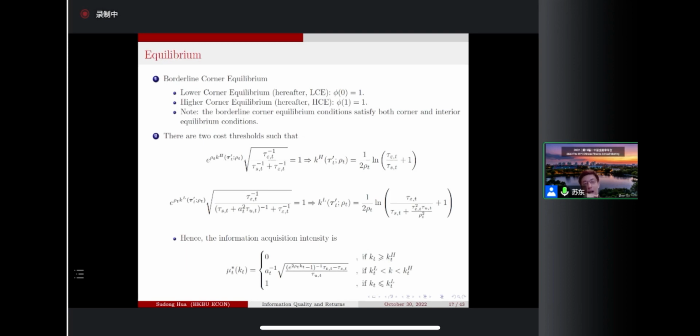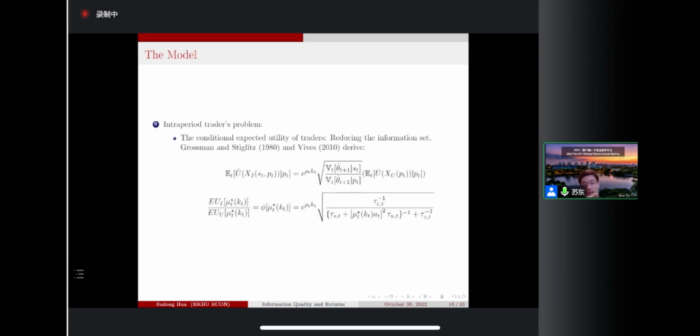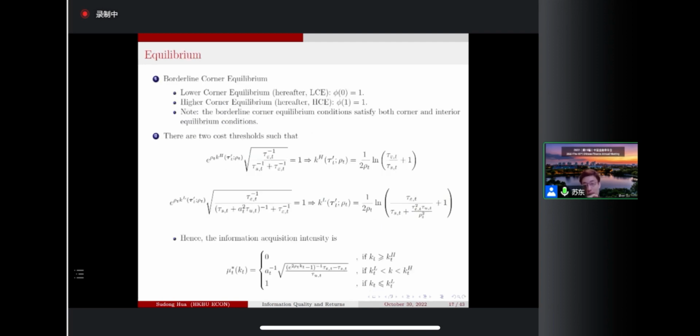Here is something different. I define two equilibria, the borderline corner equilibria. We have two, the lower one and the higher one. The lower one happens if mu is 0, where mu is the proportion of informed traders, and the higher one when it is equal to 1. It actually satisfies the interior equilibrium condition and the corner equilibrium condition. These two conditions are satisfied at the same time. And they are my two borderline corner equilibria. Why did I do this? Because I focused on the discrete case.